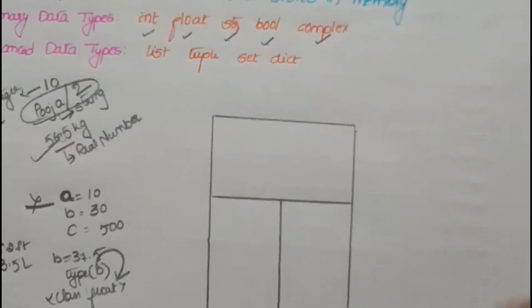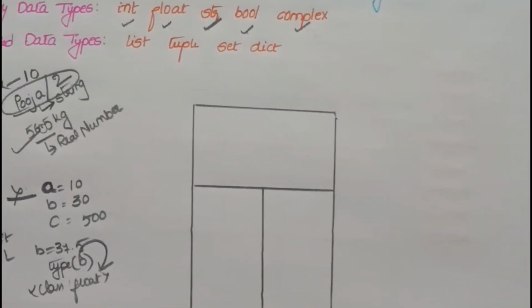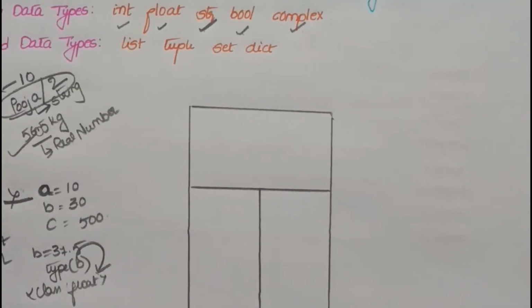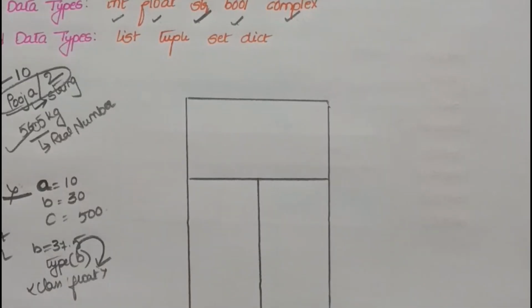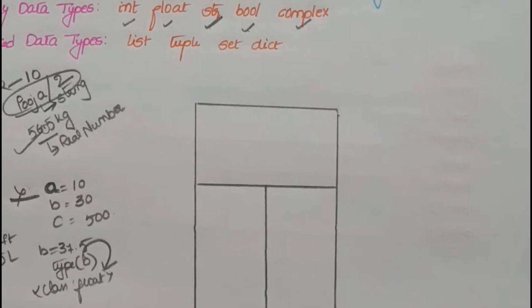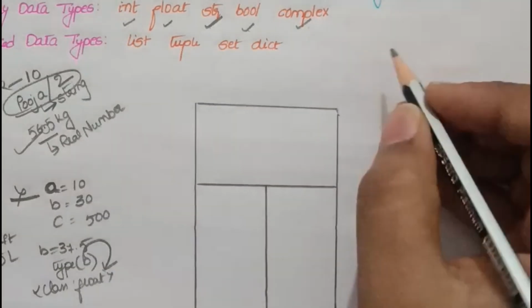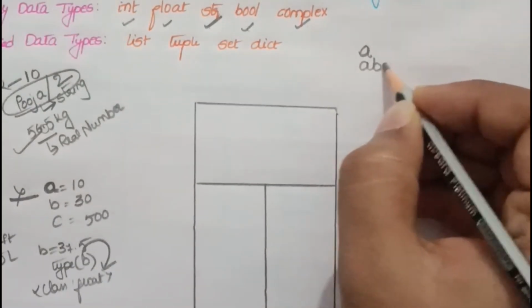Third data type is string. String is nothing but a sequence of characters. In Python, there is no special data type called char. If you know Java and C, there are two data types: one is char and one is string. Char is nothing but a single character. String is nothing but a sequence of characters.